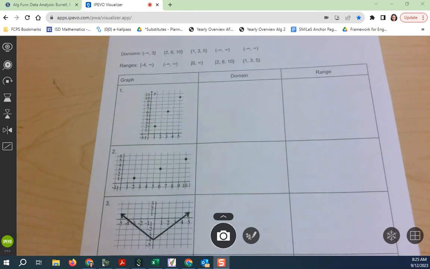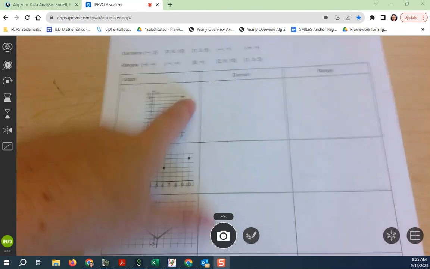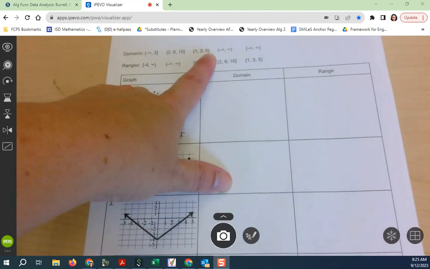I'm not asking domain and range. I'm looking at the graphs. What kind of graph is going to have the fancy brackets and lots of numbers? The one with the points. Who is that? Nice, Jaden. The one with the points is going to list all the x's.